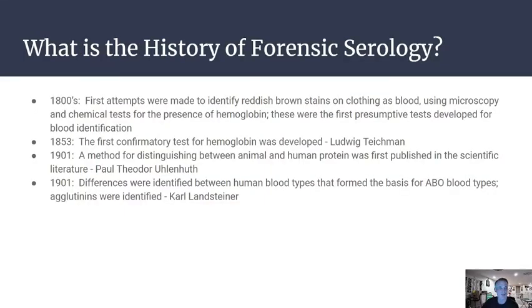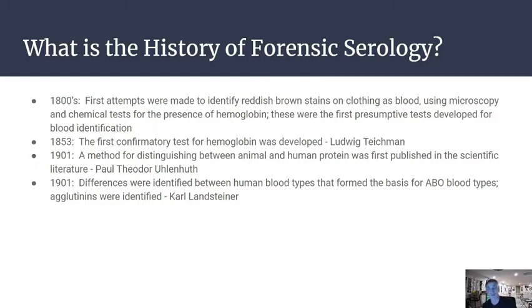All right, so let's jump into this. A quick review of a history lesson. I'm just going to briefly go over this. In the early 1800s, that's when serology made its start, right? The first attempts were made to identify reddish brown stains on clothing as blood. Most of these focused around microscopy or various chemical tests for the presence of hemoglobin.